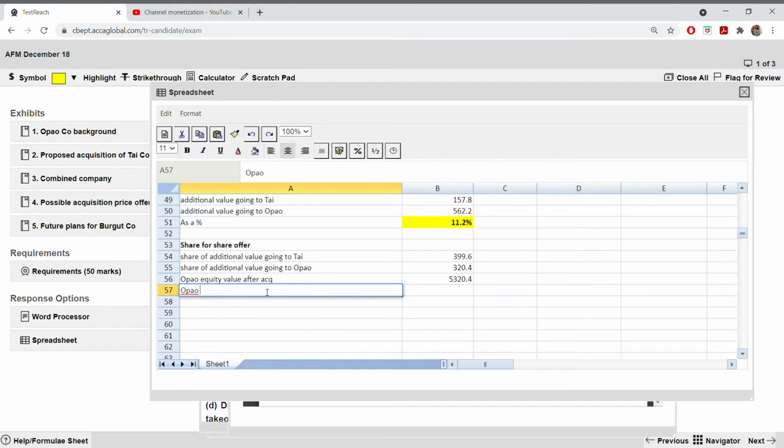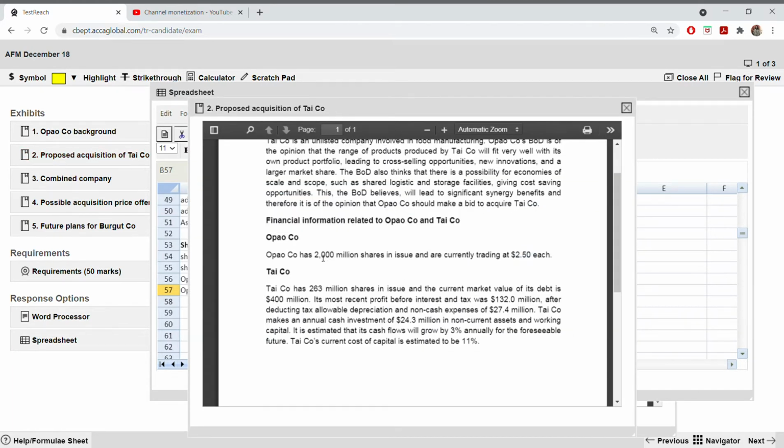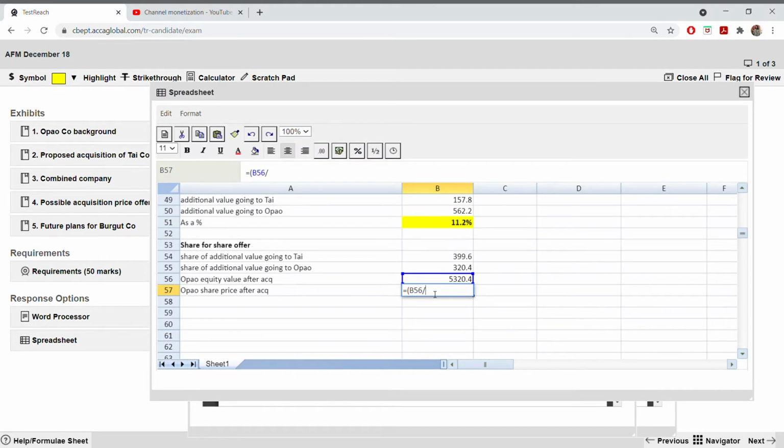Okay. Oppo's share price after acquisition. I'm just using short forms here to save time. So what is it? It is equal to this, the equity value after acquisition, divided by the number of shares. What is the number of shares? The number of shares will be 2000. If you see here, the 2000 from Oppo. We are not adding Thai company shares or anything like that, even though this is after acquisition. Why? Because we are finding for the Oppo company.